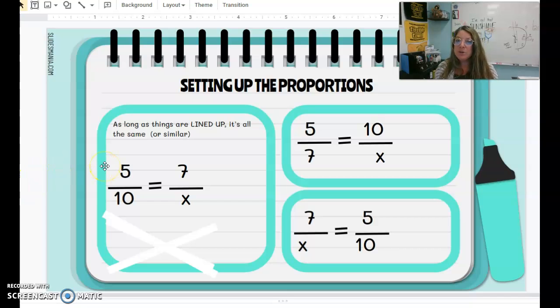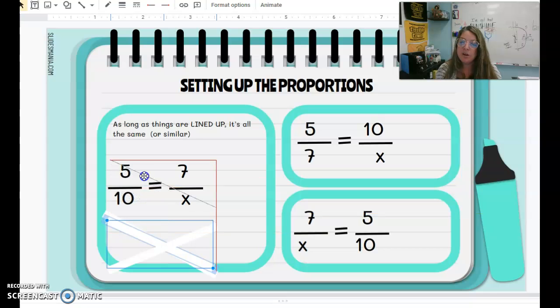And I will say that when you set up the proportions, as long as things are lined up together, and it's all the same. Similar, not the same, right? But as long as everything is lined up together, it is okay. So if you take a look at these three fractions, for example, these three different proportions, okay? If we were going to go solve them, we would cross multiply.